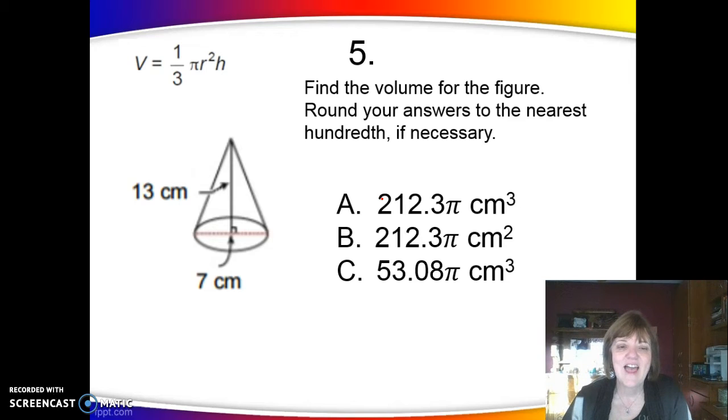But last one. Now this one's an interesting one. This one's really, really sneaky because notice I said round your answer to the nearest hundredth if necessary. But look at all those answers. They all have pi in them. I wonder why. Could it have something to do with that 1/3 going on there? Okay, I really gave it away. Pay attention. Be careful. You can do this.